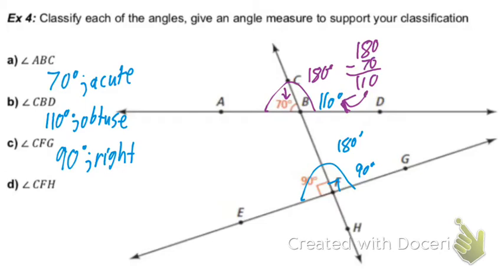Okay. Letter D here. Angle CFH. Okay, Ray. Is it 180? That would be 180. Okay, that's just a straight line, isn't it? So what kind of angle is this? It's a straight angle. Okay, this angle is straight edge. Okay, Ryder, what's up?